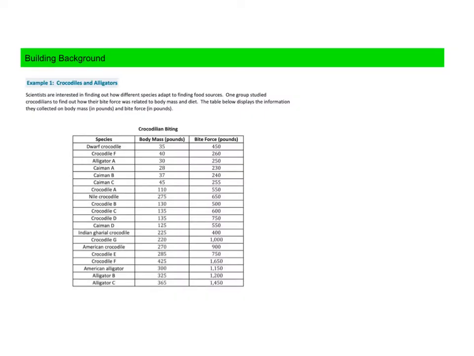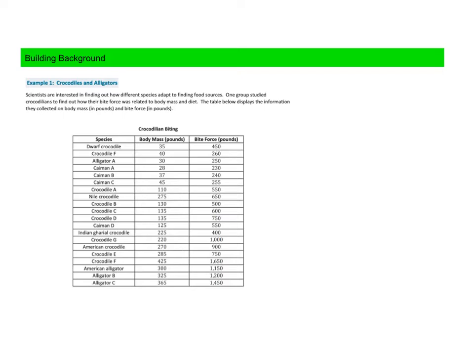So starting with example 1, we are working with some data about crocodiles and alligators. It says scientists are interested in finding out how different species adapt to finding food sources. One group studied crocodiles, or crocodilians, to find out how their bite force was related to body mass and diet. The table below displays the information they collected on body mass and bite force.